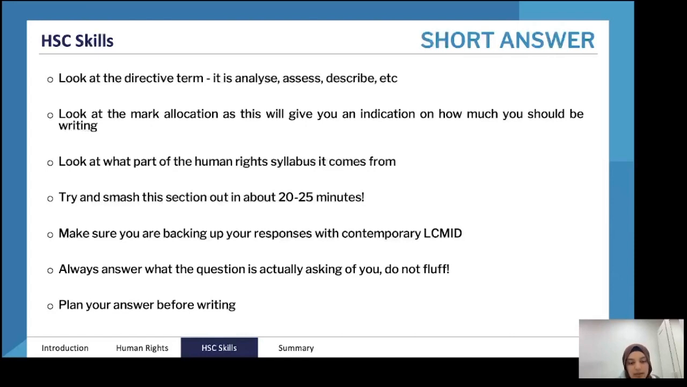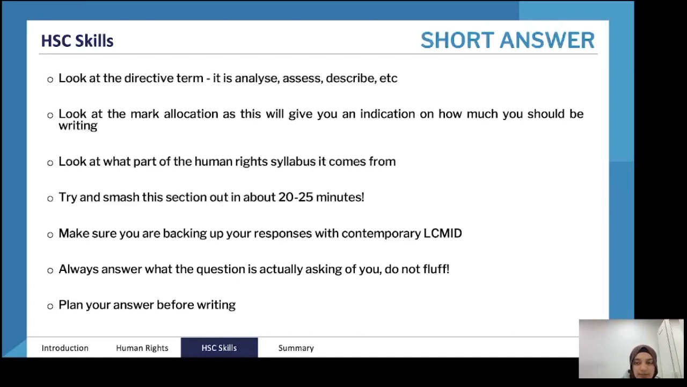So always answer what the question is actually asking of you. Do not fluff. I think this is something that is quite important, especially if it's like a 4-marker. If you're spending half of that time just writing extra stuff that's not helping you answer the question, then you're probably not going to get the 4 marks, because half of it doesn't really add any value. You want to be direct with short answer. You want to just answer the question.